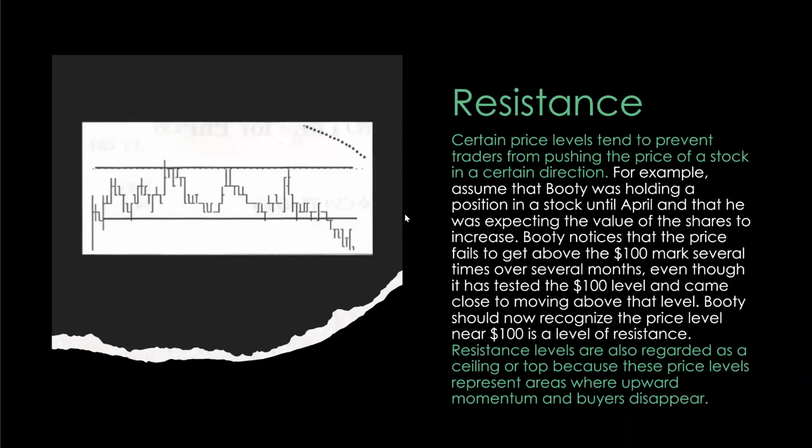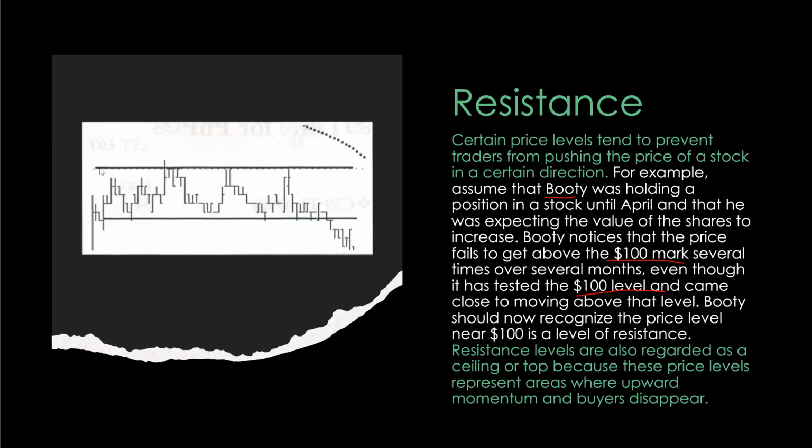Resistance. Certain price levels tend to prevent traders from pushing the price of a stock in a certain direction. So for example, Booty was holding a position in a stock until April, and was expecting the value of the shares to increase. Booty notices that the price fails to get above that 100 mark several times over several months. Even though it has tested the 100 level and came close to moving, Booty should now recognize that price near 100 as a level of resistance.